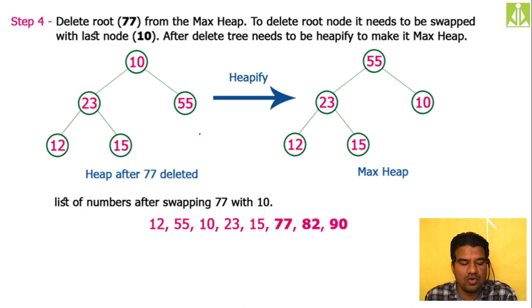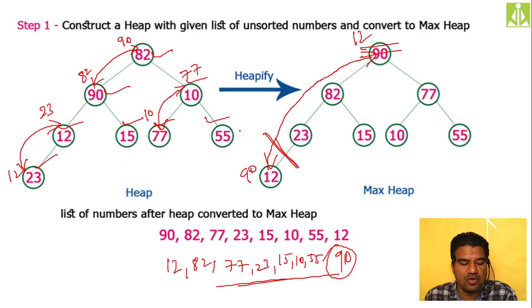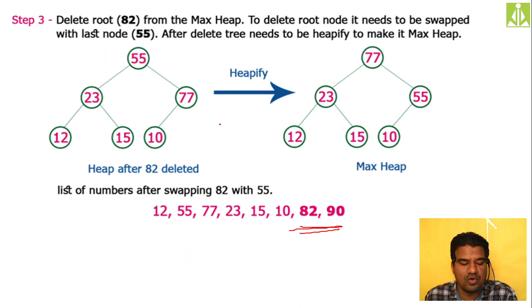After deleting this 82, 55 will go to the top. 55, 23, 77, 12, 15, 10 will remain, the same as it is. So now again you heapify.